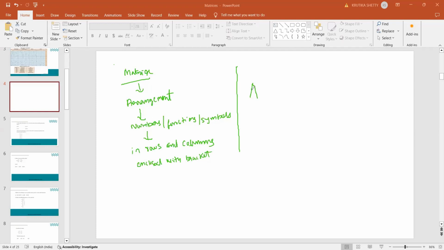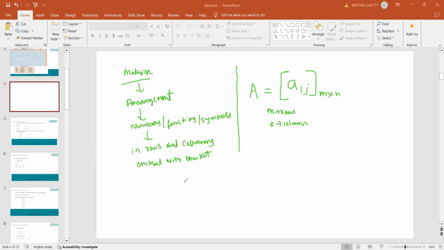To understand the definition, we will make use of a mathematical form. In mathematical form, we represent a matrix by a capital letter, and the elements of the matrix are represented by a small letter. This is the standard or general form of a matrix: A = [aij] m cross n, where m indicates rows and n indicates the number of columns present in the matrix. So this is the general form and this is the definition.